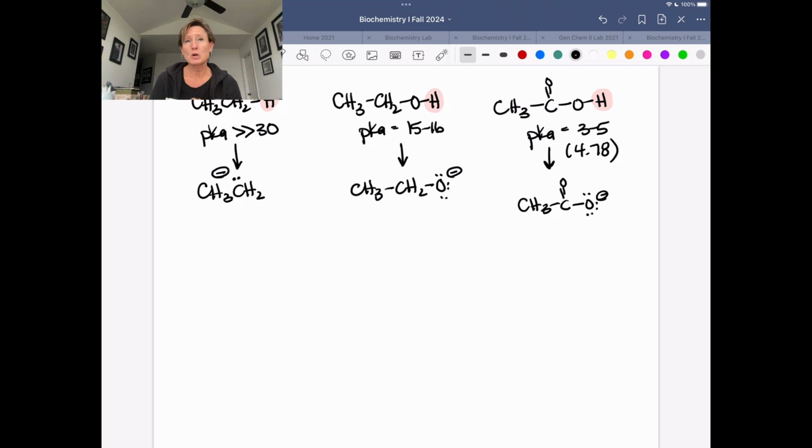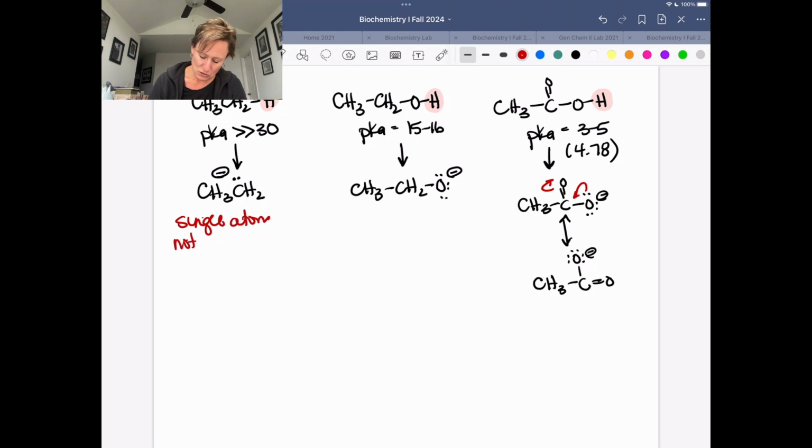Again, what might appear to be putting a negative charge on a single atom is not the full truth, right? Because we can draw resonance structures here where we move these electrons around and we have two atoms that can share in, can share in the ability to bear the burden of that negative charge. Okay, so in this first substance, we have a single atom that's bearing that negative charge, and it is not an electronegative atom. So we have no stabilization of the resultant conjugate base.